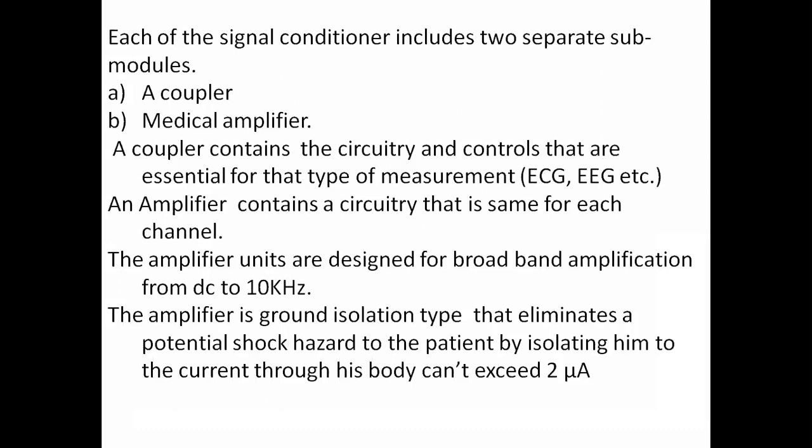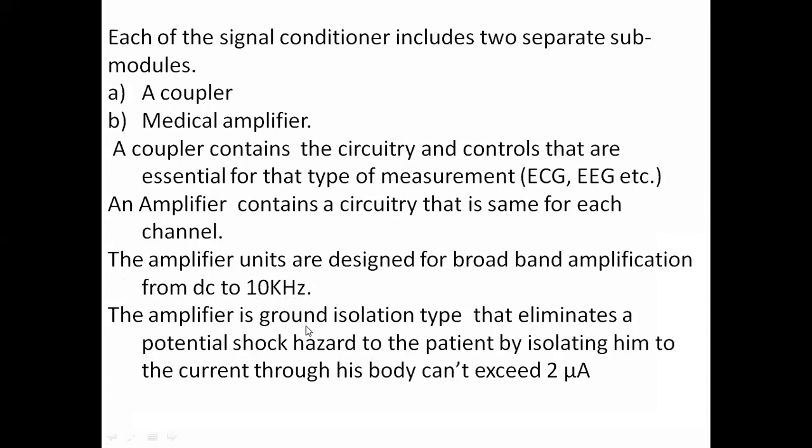There are different types of recorders: strip chart recorders, stylus pen recorders, like that we have. To drive those recorders, we have to use some extra energy, some extra amplified signal. That functionality is performed by the driver amplifier. This driver amplifier stage is almost the same for all the measurement types. The amplifier units are designed for broadband amplification from DC to 10 kilohertz, so that amplifier section generally works in the range of DC to 10 kilohertz.